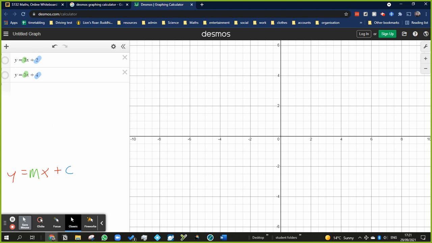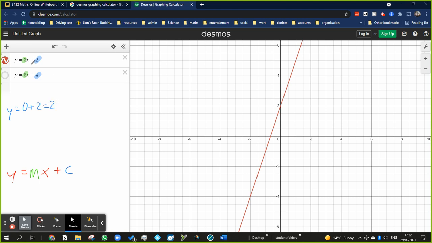Now, how do we notice this in the actual graph? Well, let's look at this one first. Y equals 3x plus 2. Notice the 2 is where it crosses the y-axis. And that would make sense, because when it crosses the y-axis, that's when x is equal to 0. So if we rewrite this equation, y is equal to 3 times x, well, x is 0 at that point, so it'd just be 0 plus 2. So y would equal 2.